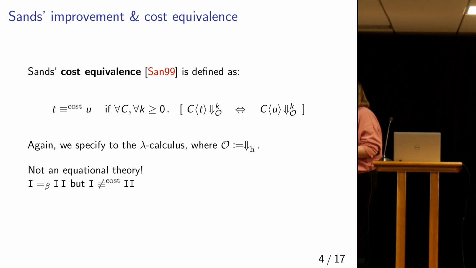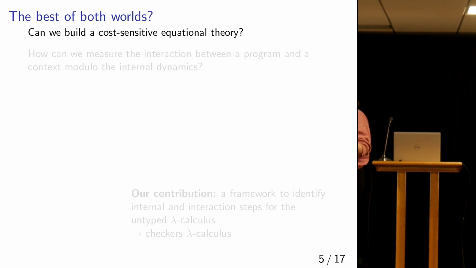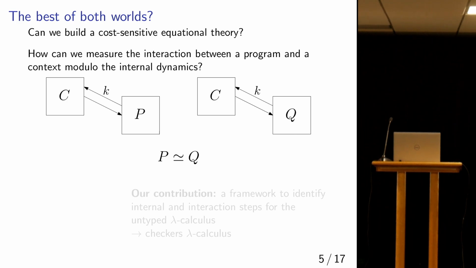So the starting point of our work is, can we mix both concepts? Can we have somehow a contextual equivalence, somehow cost equivalence that is still an equational theory? And so our idea is to be able to ignore the internal dynamic of a program, but only count the interaction of the program with the context. And so this is the idea behind interaction equivalence.